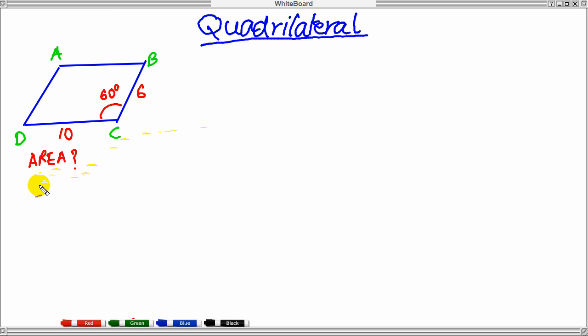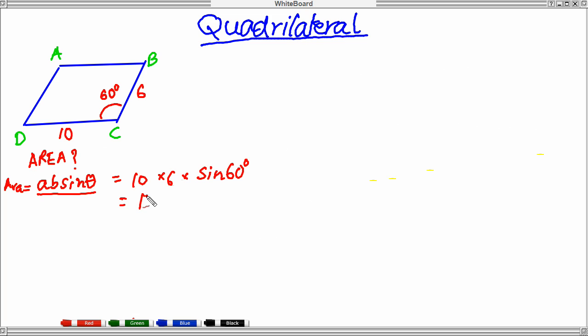Now, one of the formulas we have discussed is that the area of the quadrilateral is AB sine theta, if you remember. AB sine theta is the area, where A and B are two adjacent sides, and theta is the angle between them. So in this example, we have 10 times 6 times sine 60 degrees. Sine 60 degrees is around 0.86, so that would lead to 60 times 0.86, which is around 51. You can do the math, but you get the problem.